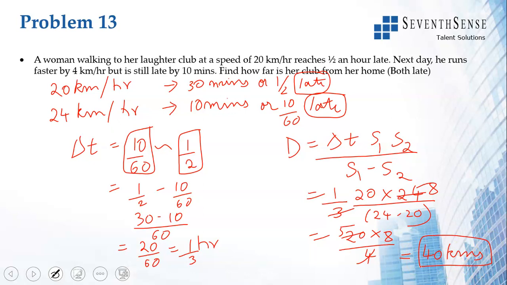Remember, here both are late, so the time difference is what we take. If both were early, it would still be the difference. Only when one of them is early and the other is late, we add the times.